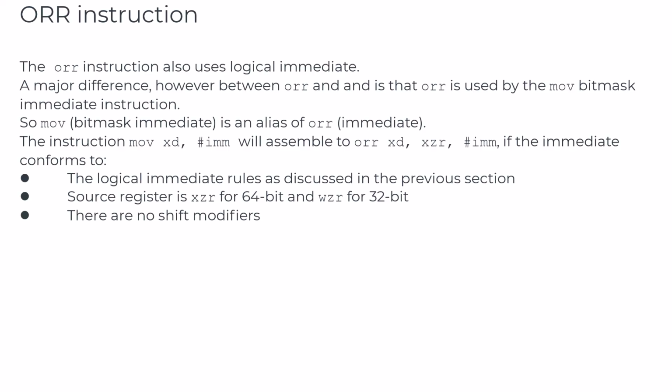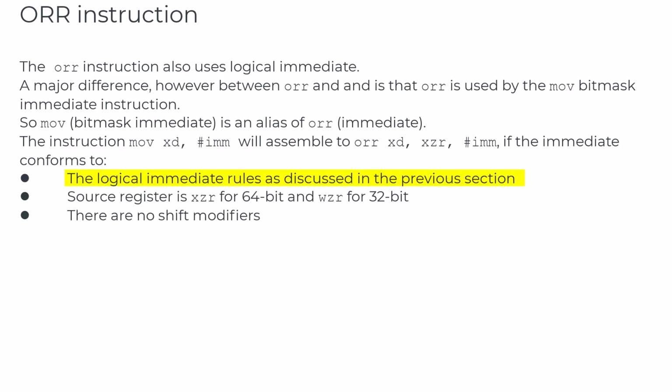However, a major difference between OR and AND is that OR is used by the move bitmask immediate instruction. So move bitmask immediate is actually an alias of OR immediate. The instruction MOV XD, immediate will assemble to ORR, destination register, the zero register, and the immediate. This will only happen though if the immediate conforms to these rules below.